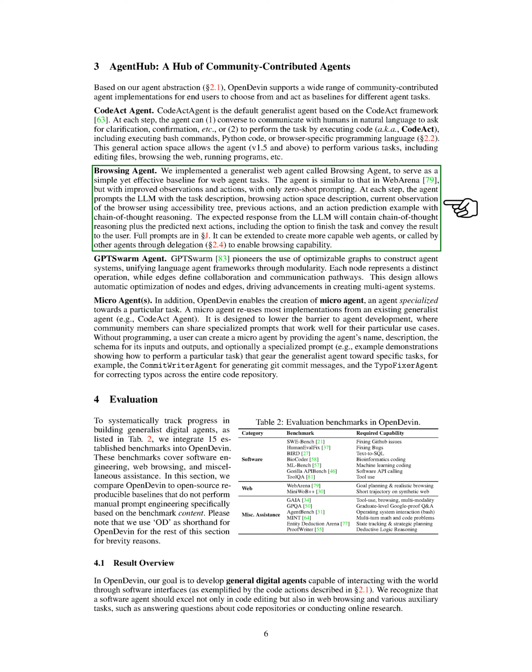Next, we present the Browsing Agent, a generalist web agent designed to be a straightforward yet effective baseline for web-related tasks. This agent is similar to the one used in Web Arena but features enhanced observations and actions, relying solely on zero-shot prompting. At each step, the agent provides the language model with a description of the task, the actions it can take while browsing, its current observations from the browser, previous actions, and an example of action prediction that includes reasoning.